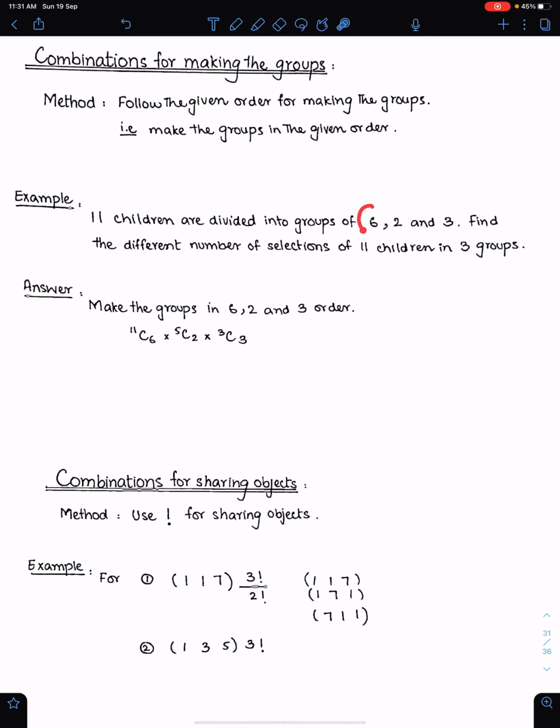First you have to make the group of 6 children from 11, so 11C6. Then you have to make a group of 2 children from the remaining 5, so 5C2. Then 3 children from 3, so 3C3. So make the groups in this given order.